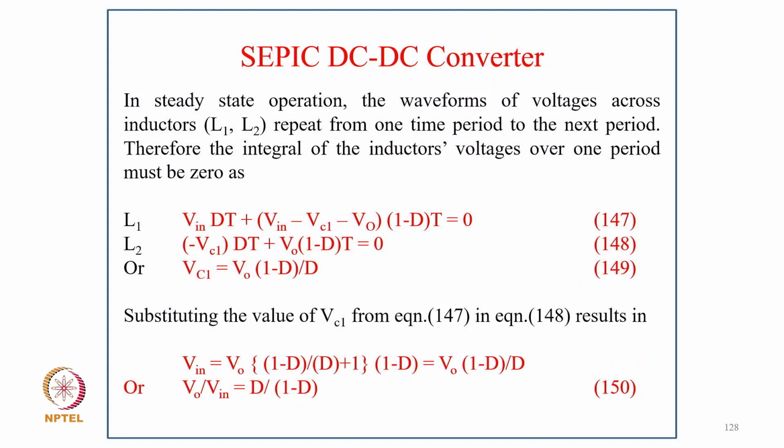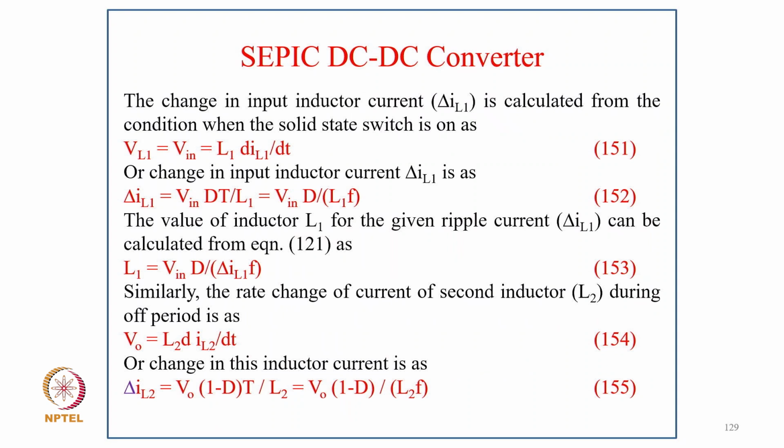Substituting the value of VC1 in the other equation, we get Vin upon VO equal to (1 − D) upon D plus 1, or VO(1 − D) upon VO, from which we get VO upon Vin equal to D upon (1 − D), demonstrating that it's also a buck-boost converter.